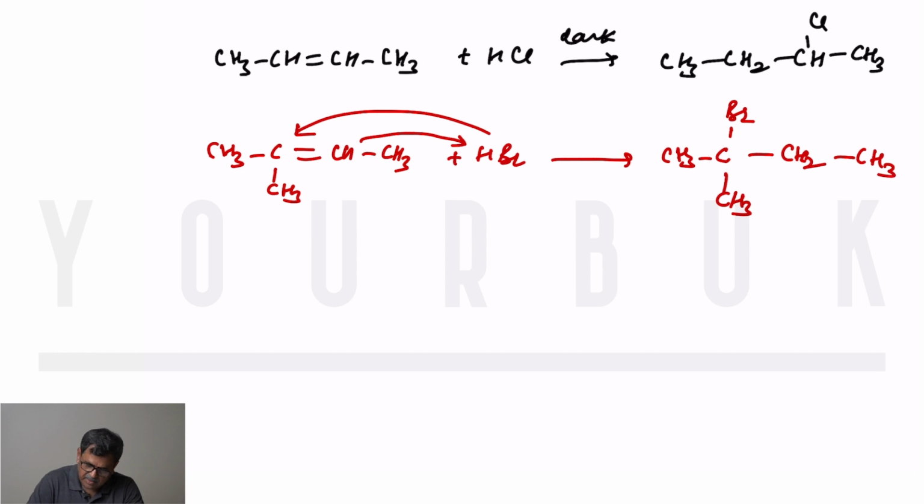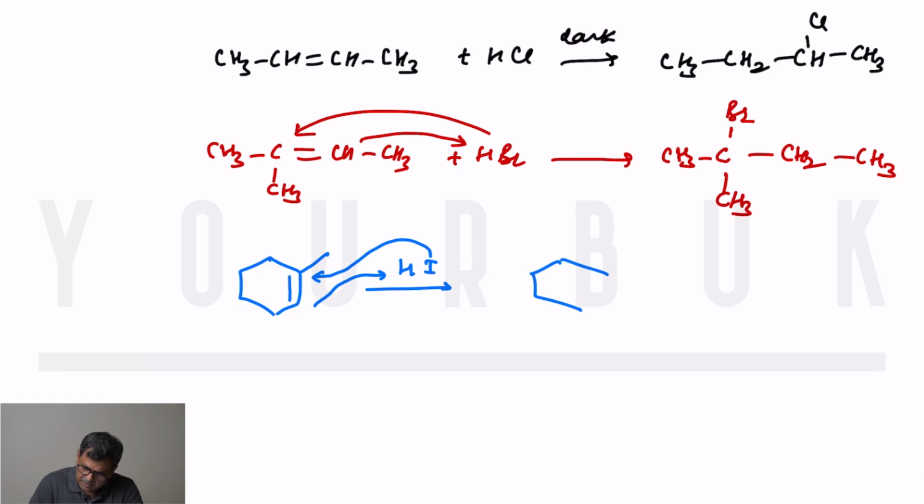One more example we can take. This is methyl cyclohexene. We are reacting it with HI. Now in this case, it's an unsymmetrical alkene. So H adds to this carbon and I minus adds to this carbon. So my answer is this one. This is called 1-iodo-1-methyl cyclohexane.